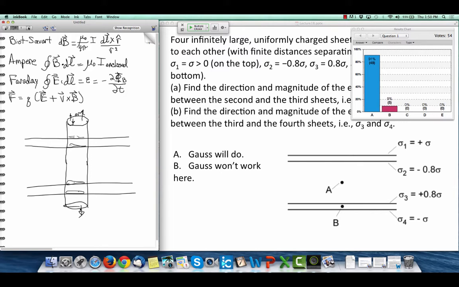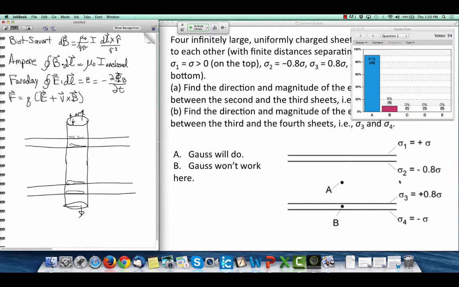All right, I'm just gonna do it this way. The top sheet has plus sigma. The bottom sheet has minus sigma. Those two are going to give you opposing field directions when you're up here above all the sheets. They're going to have field directions in the same direction, so they'll add together at point A, and then out here they'll cancel each other again.